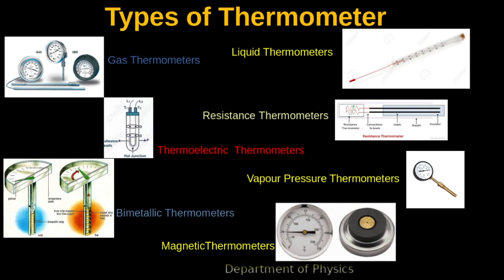So ΔR, that is the change in resistance, is proportional to the change in temperature, that is ΔT. And the change in temperature is equal to the change in resistance divided by R alpha. Here alpha is the thermal coefficient of resistance.